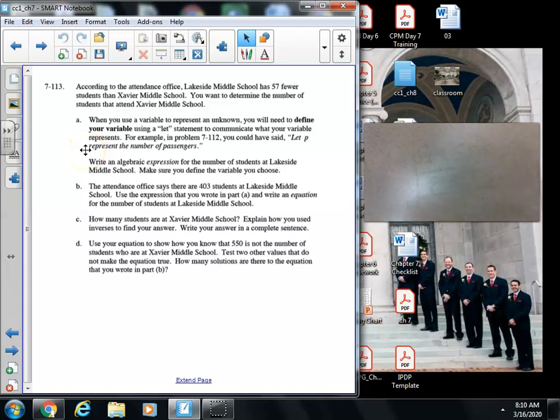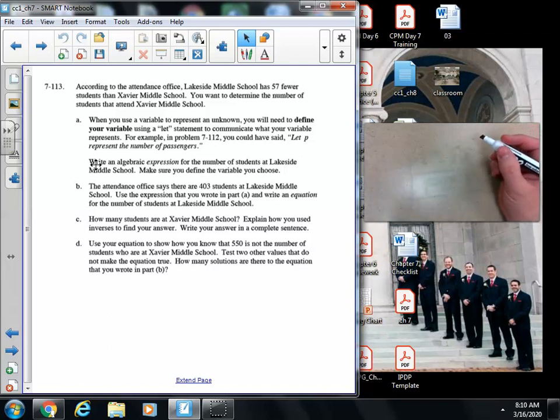We always want to allow anybody who's looking at our work to know what it is that we're trying to represent. So write an algebraic expression. Remember, algebraic involves a variable for the number of students at Lakeside Middle School. Make sure that you define the variable you choose.